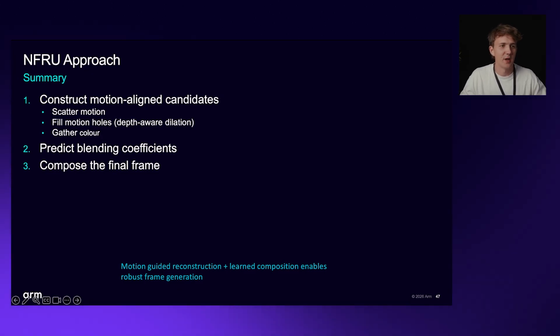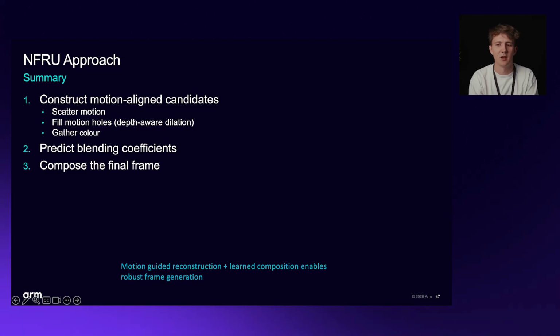So that is a summary of the approach, and I'm going to put it all together. We have 3 practical steps. The first step is constructing motion line candidates, where we scatter motion, fill the holes, gather the colour. We ask the network to predict blending coefficients and make decisions on what to use. And then finally, we compose the final frame by blending the candidates into our final interpolated frame. And it's a hybrid approach. Graphics constructs the candidate images, and the learnt composition handles decision making and heuristics.